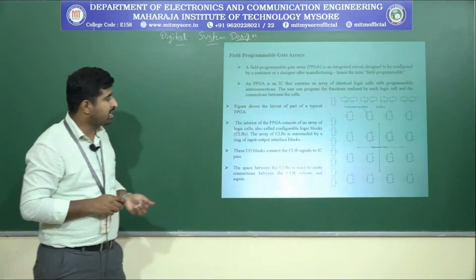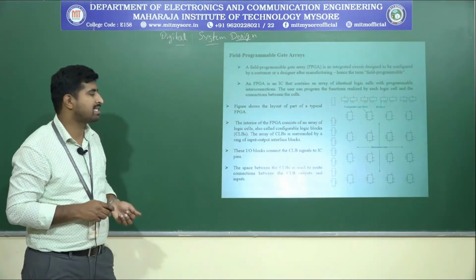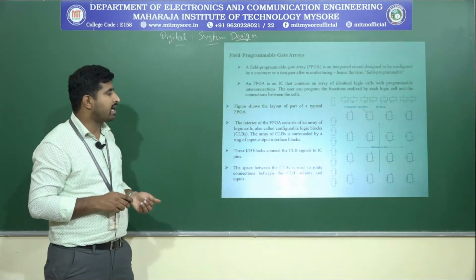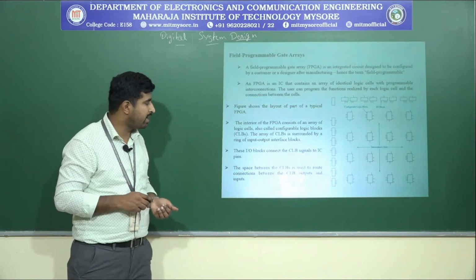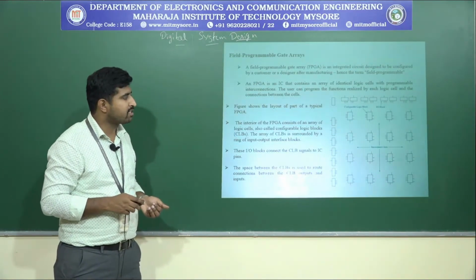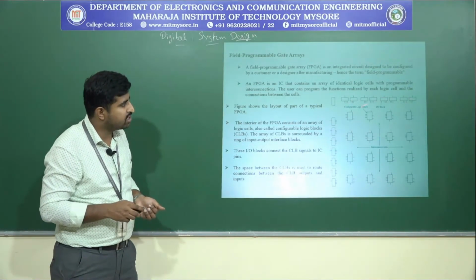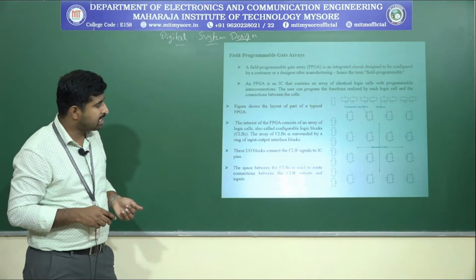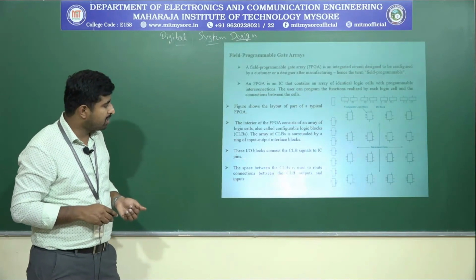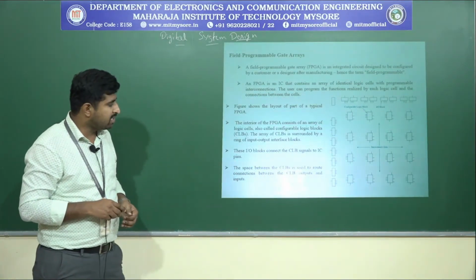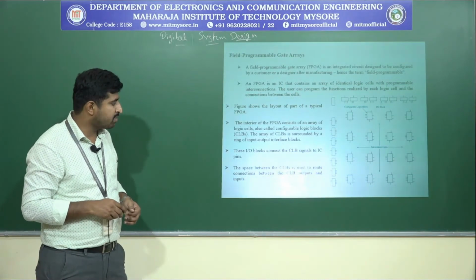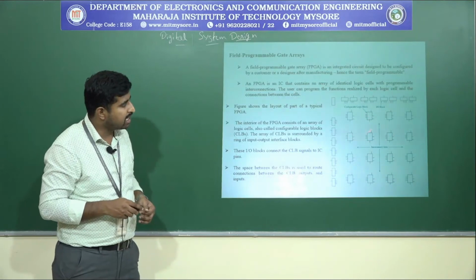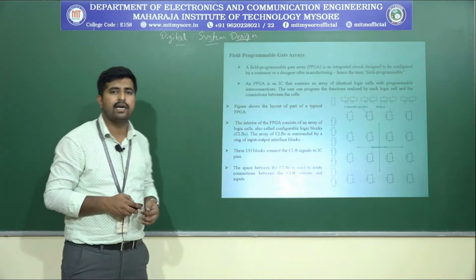Okay, the interior of the FPGA consists of an array of logic cells called configurable logic blocks (CLBs). The array of CLBs is surrounded by a ring of input output interface blocks. So that is how a typical FPGA is going to look. These input output blocks connect the FPGA signals to the input output connections, and the space between the CLBs is used to route the connections between the CLB outputs and the inputs. So the space between these CLBs is used for the interconnect array.